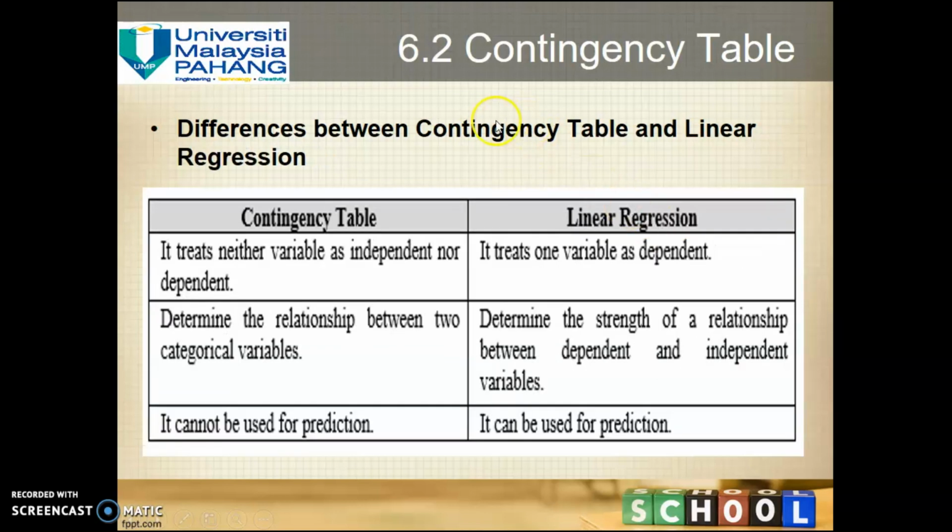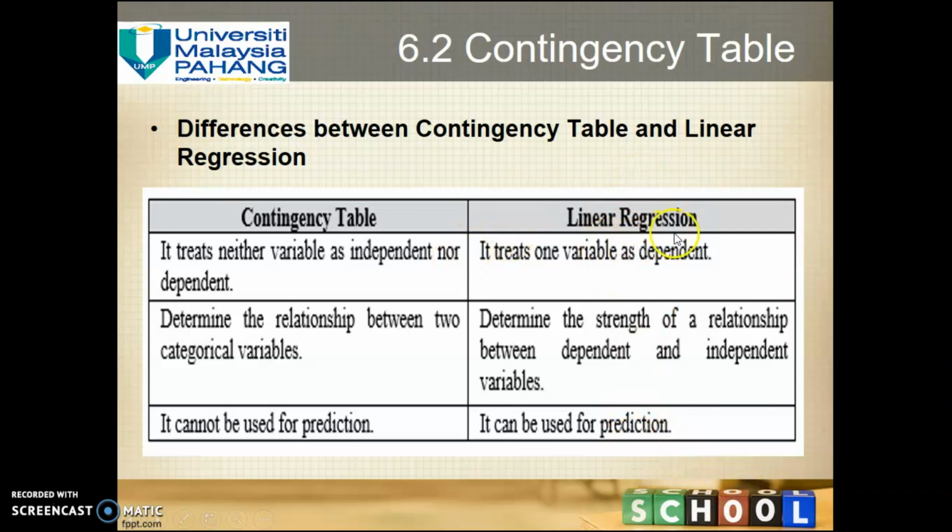Okay. Difference between the contingency table and linear regression. In the contingency table, the variables that you have are neither independent nor dependent. But in linear regression, one of the variables that we have is a dependent variable. That is one of the significant differences between the contingency table and linear regression. And another one, we cannot use the contingency table for prediction, but linear regression we can use for prediction.